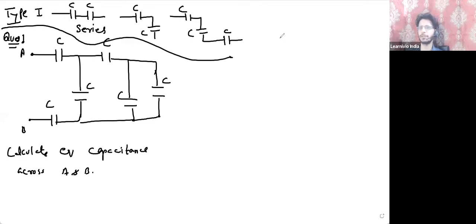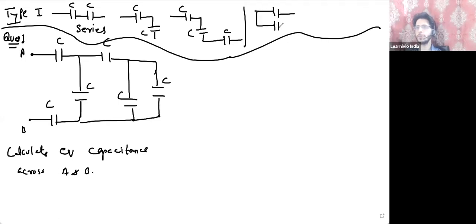That's type A circuit. I'm just discussing how to identify whether the given capacitors or resistors are in series or in parallel. Same is true for resistors. Like instead of capacitor, if you add resistors, then this is the method to identify resistors in series. For parallel, they should be connected end to end. This is parallel combination. End to end connection. This is parallel.